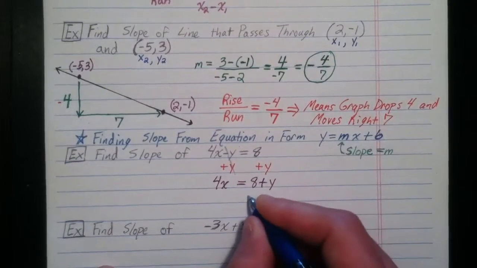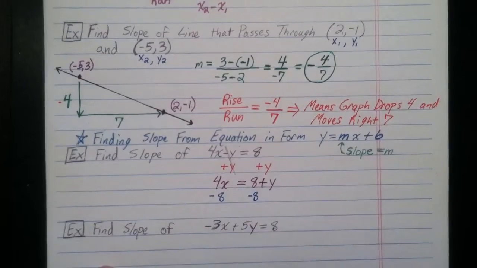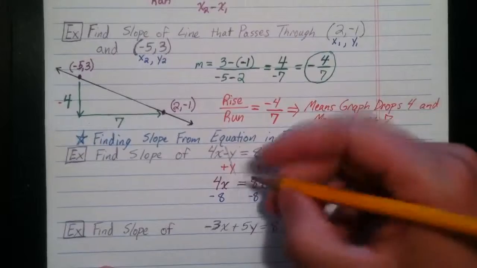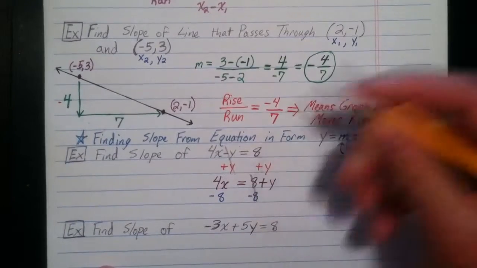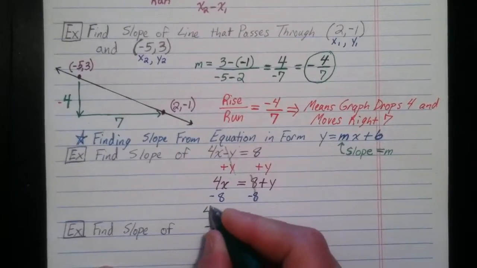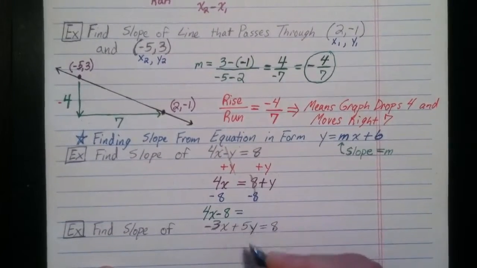We want the positive y, but we need to get it completely by itself. So the next step, get rid of this 8. We want to subtract an 8 from both sides. And that will get us the y by itself that we need, as the 8's will cancel out here. So on the left-hand side, 4x minus 8. If you remember your like terms, we can't combine those. That stays just 4x minus 8.